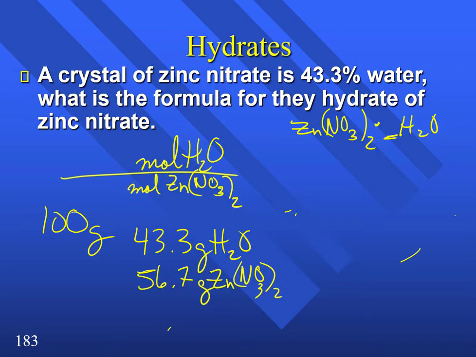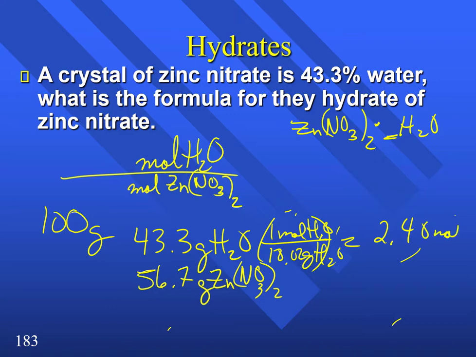If we just knew how to turn something in grams into moles. We may have done that once or twice. Want to get grams of H2O, change that to moles of H2O. And 1 mole is 2 H's is 2.02, 1 O is 16, so that's 18.02. So that I have 43.3 divided by 18.02. I have 2.40 moles of water.